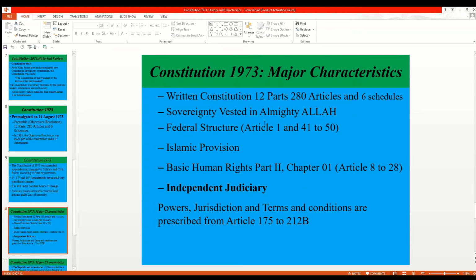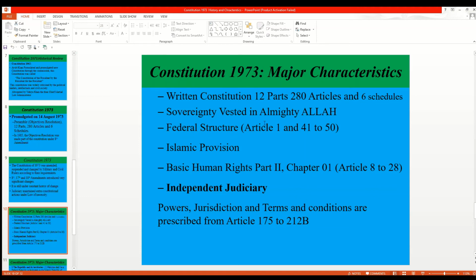The third important aspect of the constitution is the Islamic provisions. The Islamic provisions were included in the constitution to ensure that the legislation process must be according to the Islamic provisions. We will discuss this aspect of the state in detail in the future as a separate chapter. In the same way, we will discuss the federal structure of the state in a separate lecture.